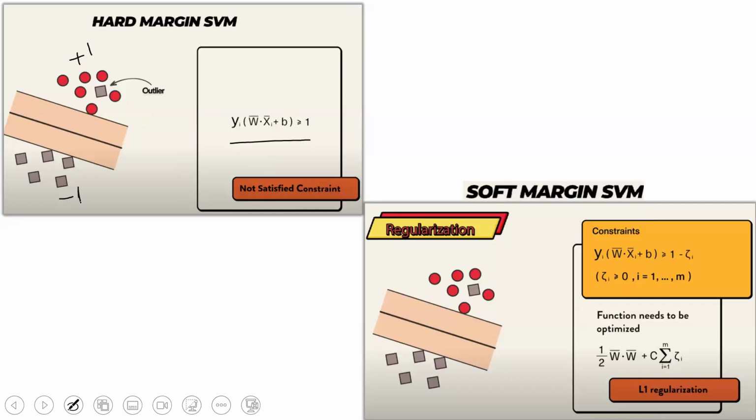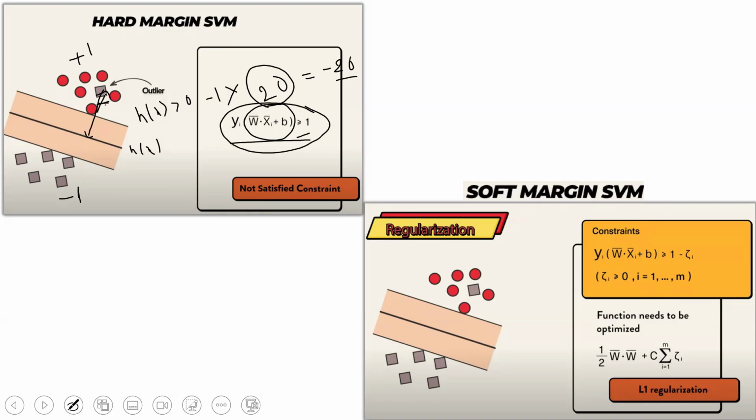Now let's suppose that w transpose xi plus b for this point is 20, because this is on the other side of the hyperplane. This is h of x, and for every point above this, h of x is greater than 0. For this point, let's suppose h of x is 20. But the class of this point is -1. -1 into 20 becomes -20, and this is not greater than or equal to 1. So the constraints fail if we have some outliers, or some points on the wrong side. This constraint is no longer valid if we have misclassifications in the data set.